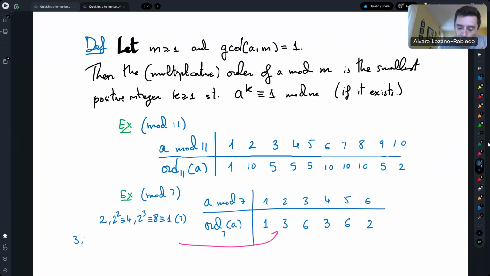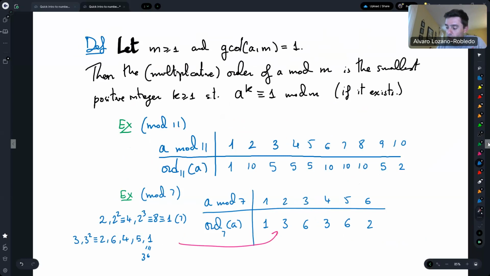For 3, I get 3. 3 squared is 9, and 9 modulo 7 is 2. 3 to the 3 will be 3 times 2, 6. 6 times 3 is 18, which is 4. 4 times 3 is 12, which is 5. 5 times 3 is 15, and 15 is 1. So this corresponds to 3 to the 6. So 6 is the order of 3. The fact that the very first time we get a 1 in the powers of 3 is 3 to the 6 means that the order of 3 is 6.